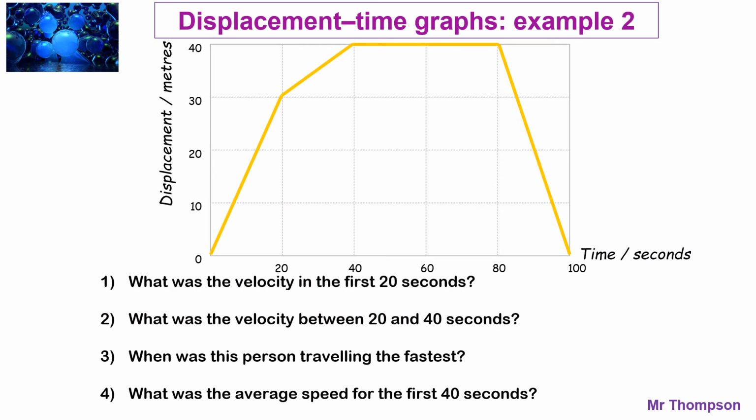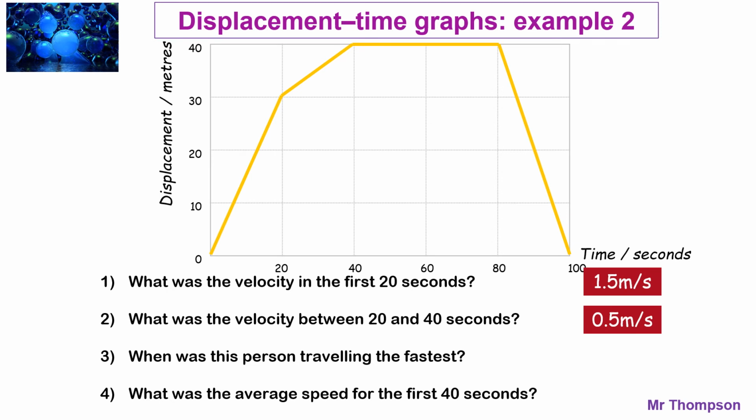Here's an example, just to see if you get this. What was the velocity in the first 20 seconds? Well, you divide the 30 meters he's gone by 20 seconds, is 1.5 meters per second. What was the velocity during 20 and 30? His change in distance, he's gone from 30 to 40, that's 10 meters in 20 seconds. 10 divided by 20 is 0.5.